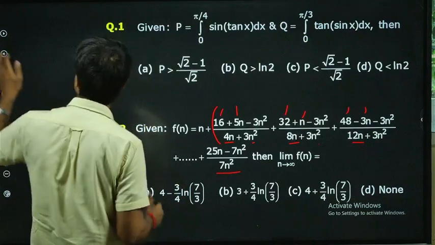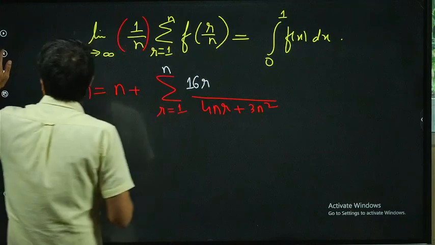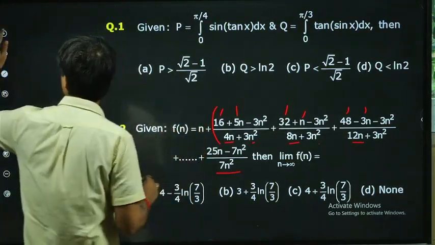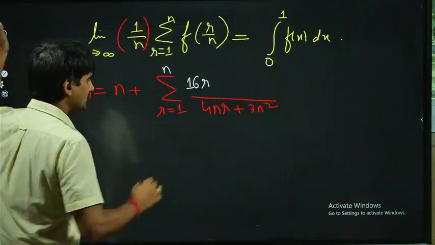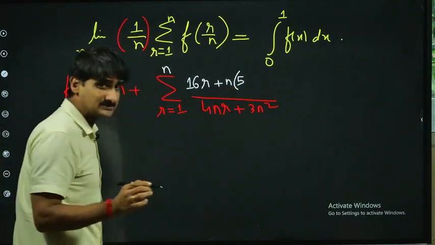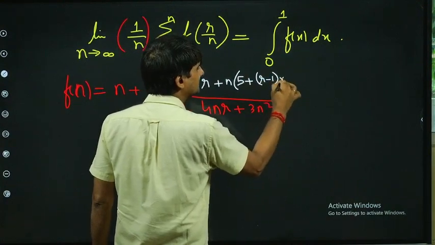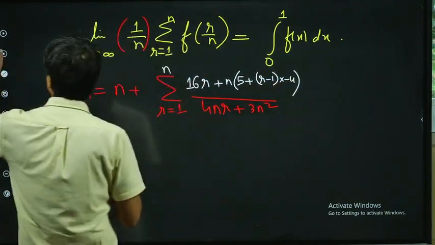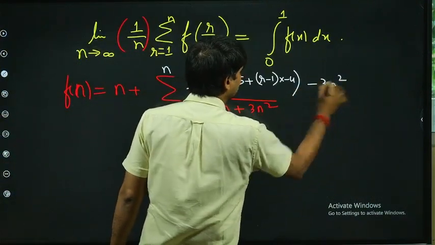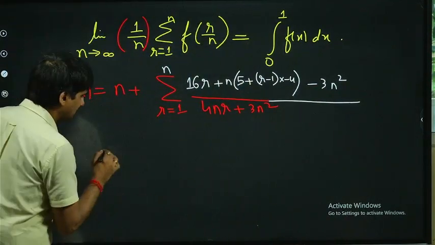So the numerator is a multiple of 16r. Now for the second term, 5n, as I said, it's an AP. I am taking 5 common. 5, the first term, a plus r minus 1 into d, where d is minus 4, and then we have minus 3n squared as something which is not changing in any term. Okay, now let's write it again.